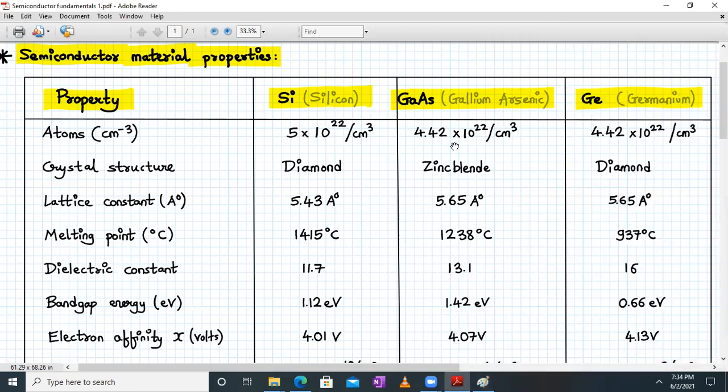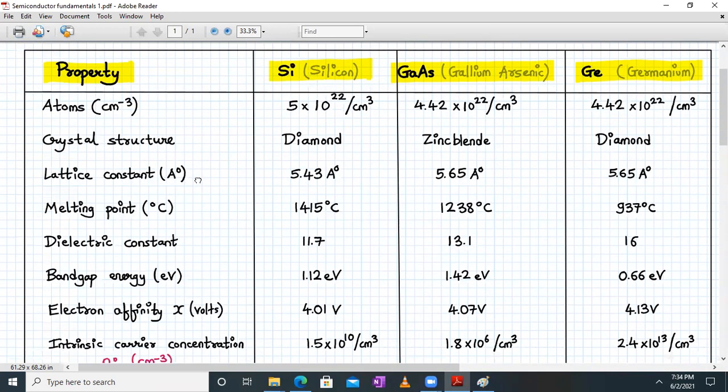For gallium arsenide it is slightly less, more or less the same, and for germanium also it's more or less the same. Now about the crystal structure: silicon and germanium have a diamond crystal structure and gallium arsenide has a zinc blende crystal structure.